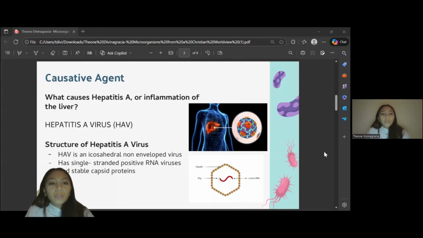Causative agent. So what causes hepatitis A or inflammation of the liver? What causes hepatitis A is the hepatitis A virus or HAV. The structure of hepatitis A virus, as we can see on the right bottom side, here is a photo of the hepatitis A virus. It's an icosahedral non-envelope virus. It has a single-stranded positive RNA virus, and it has stable capsid proteins.